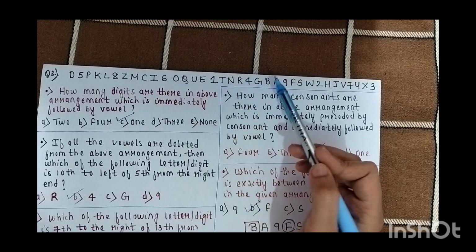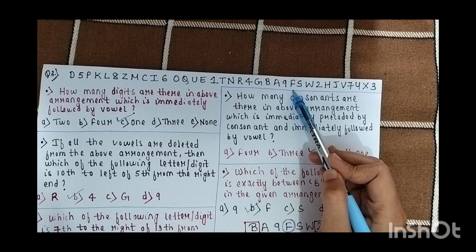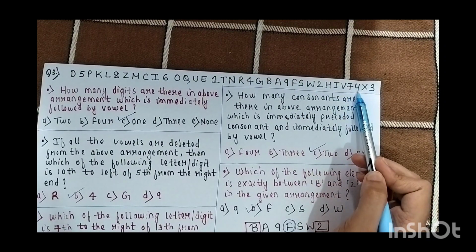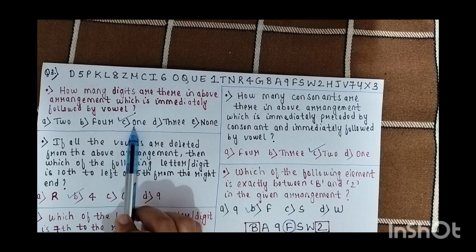Followed by vowel, no. You're also no. You're also no. You're also no. So only one is there. So one is the correct option.